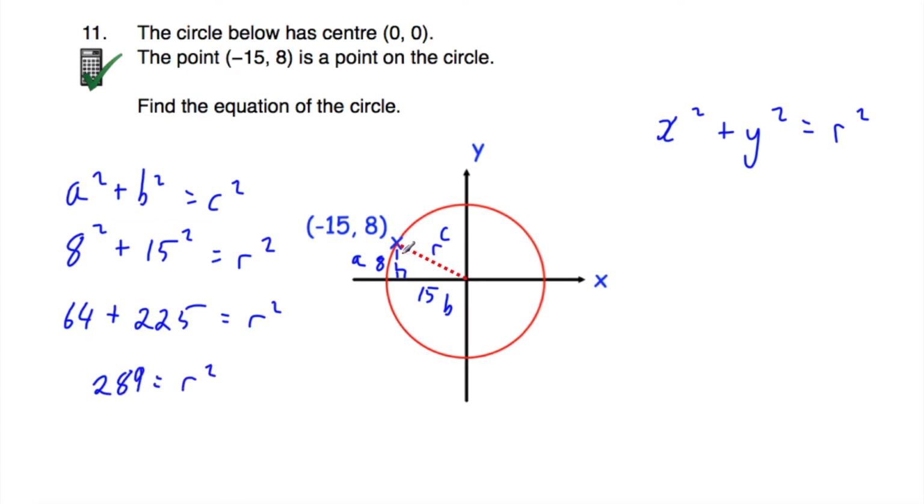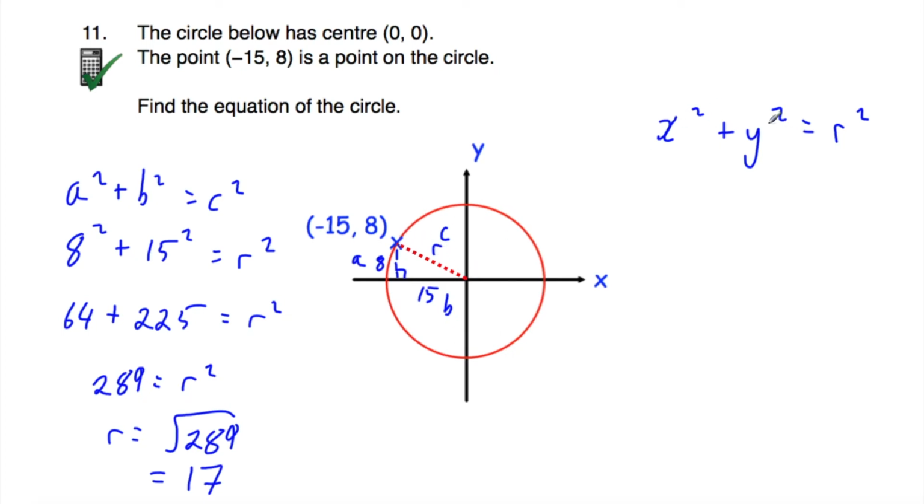So to find the radius of the circle, we now just need to square root. So the radius of the circle will be equal to the square root of 289, and when you do that on your calculator, you get that's equal to 17. So that means the radius of this circle is equal to 17, because the length of this line is 17.